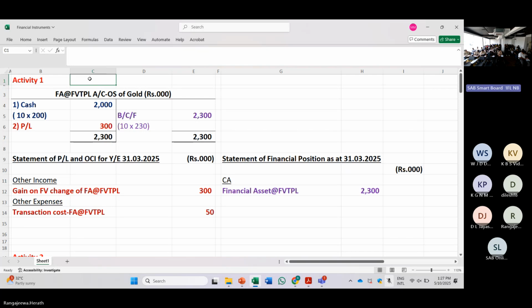Then in the statement of financial position, this is held for trading. So this is a current asset, not an investment kept for a long period. So under the heading financial asset at fair value through P&L, you can show the closing balance 2,300.